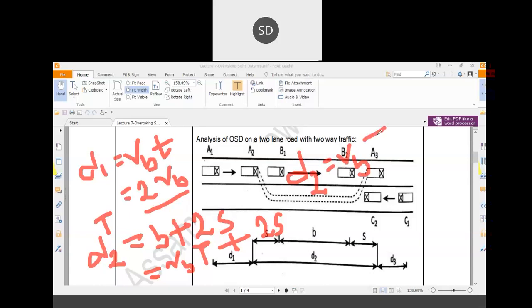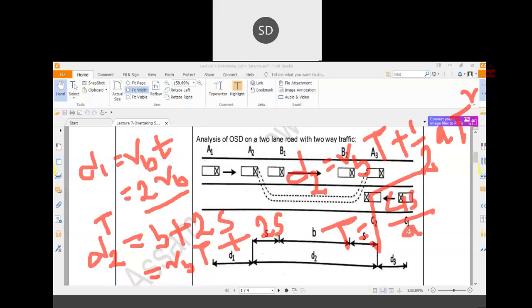What is the total time taken for the overtaking operation? T. So D2 is V_B T plus half A T squared. Okay. So that is the total overtake distance, that is the total D2. Now you can equate this V_B T plus 2S to V_B T plus half A T squared, and from that you can find out the value of T. So the value of T is the square root of 4S by A.